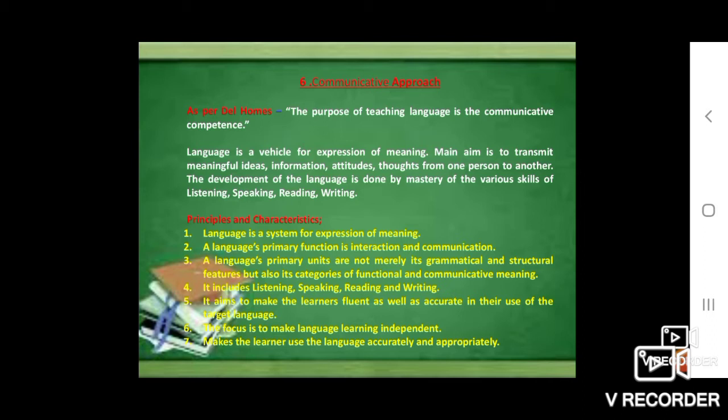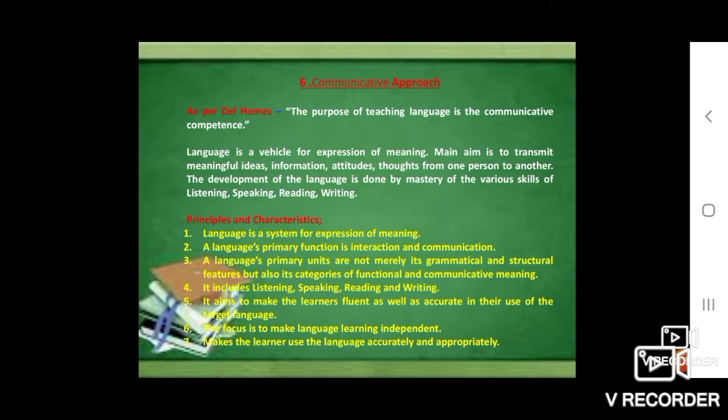The language's primary units are not merely its grammatical and structural features, but also its categories of functional and communicative meaning. It means if, for a while, we neglect grammatical and structural features, then what is the main function of language? There should be communication. The person who wants to communicate something must be understood by the person before him or her. So the communicative approach includes listening, speaking, reading and writing.